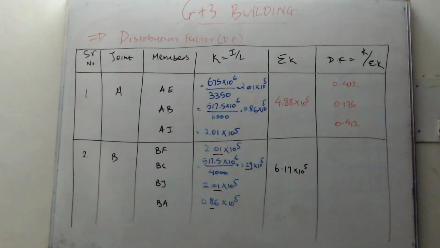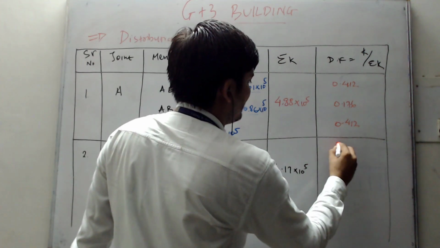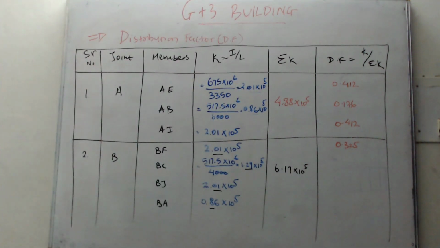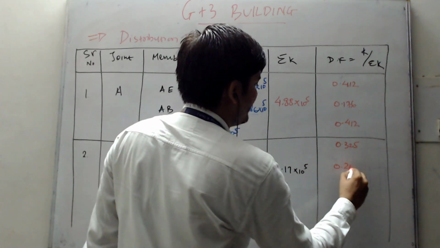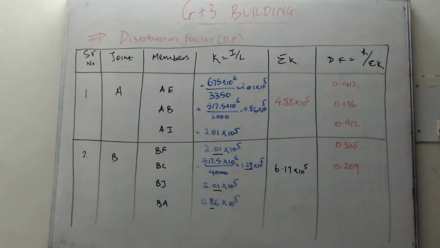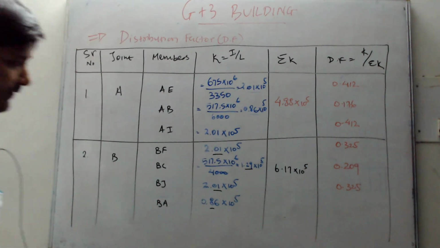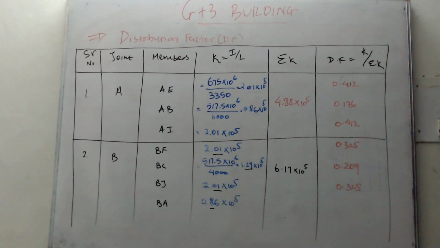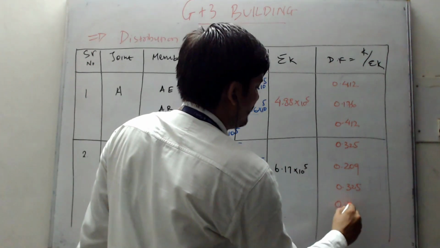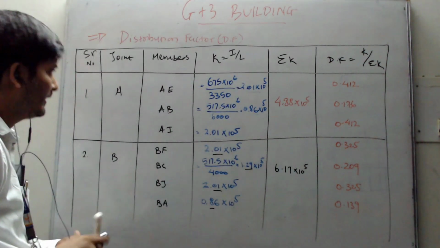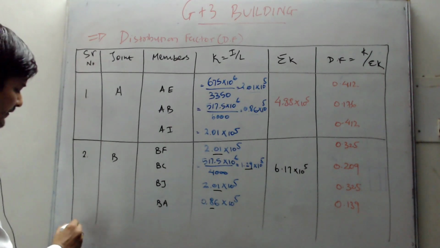Then last step, DF is K divided by summation of K. So the first value I am getting is 0.325 for BF. For BC, my distribution factor is 0.209, and for BJ again 0.325, and for the last, for BA, my answer is 0.139, right? So this completes my table for distribution factor. This is how we can calculate the value of distribution factor.